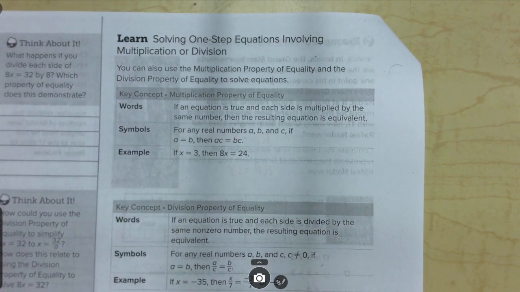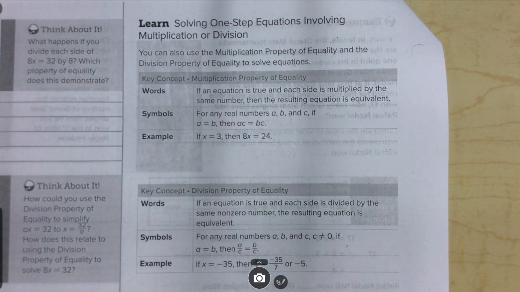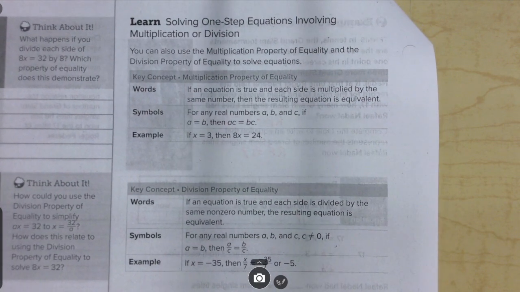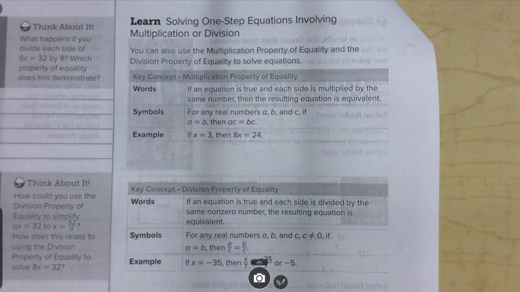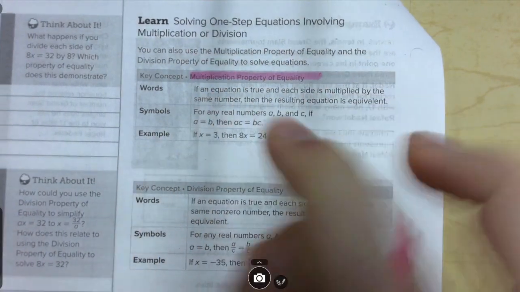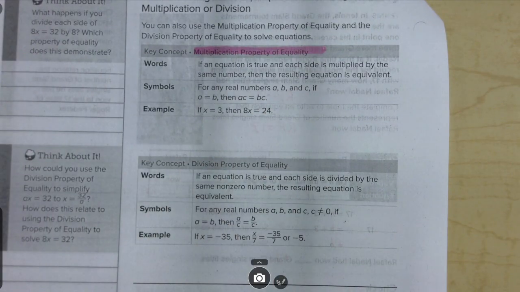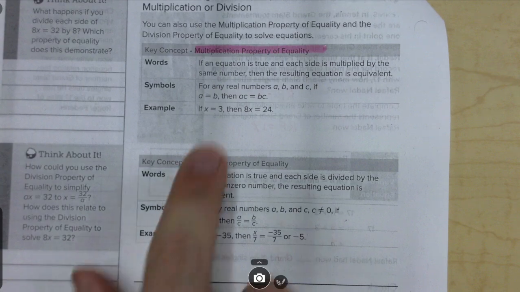Solving one-step equations with multiplication and division properties. Multiplication property of equality: if two numbers equal each other, multiplying both sides by the same number will not change it. We have x equals 3, multiply both sides by 8, we get 8x equals 24.